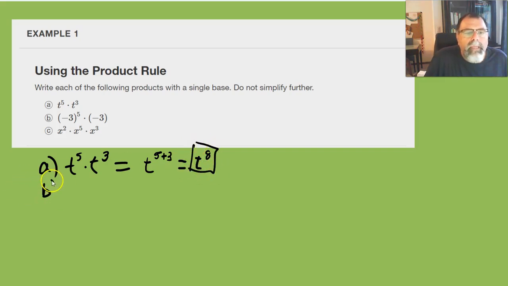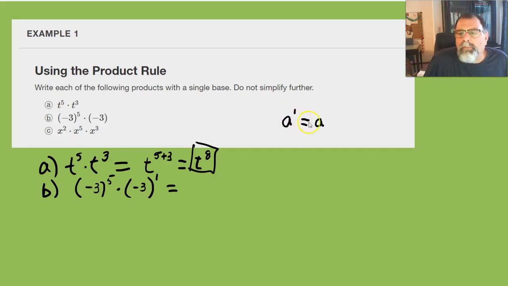All right, moving on to B. So we've got negative 3 to the fifth times negative 3. Now if there's no exponent here, it's actually a 1. That's one of our properties of exponents. Well, we can talk about it now. Anything to the first power is itself. So that's the exponent rule of an exponent of 1, right? And it works both ways. Any number is the same thing as that number to the first power.